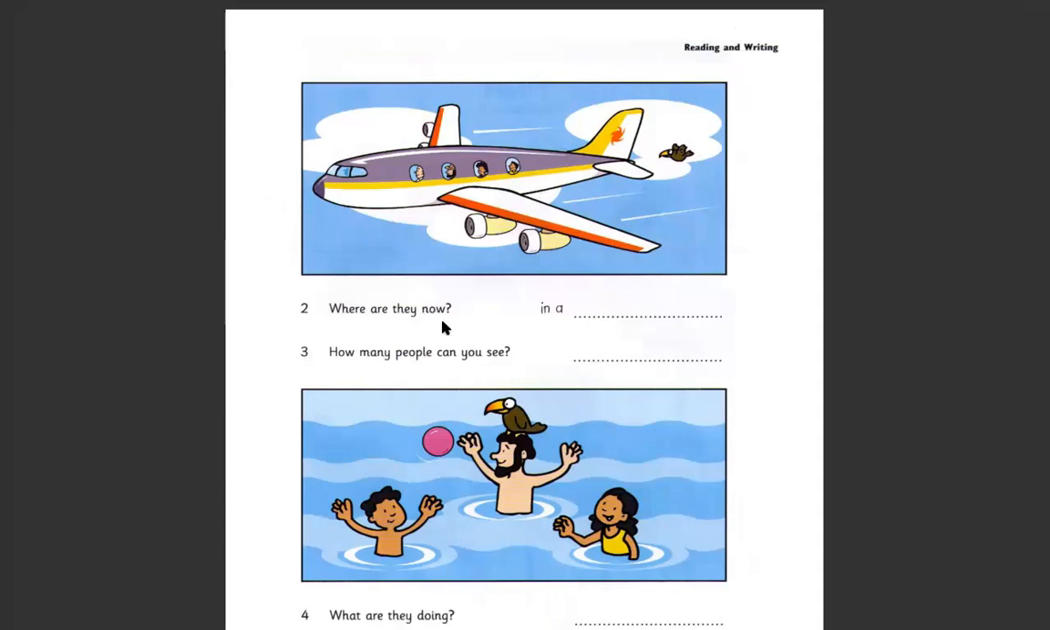where are they now? Yes, in a plane. Shall we write the word plane? P-L-A-N-E.